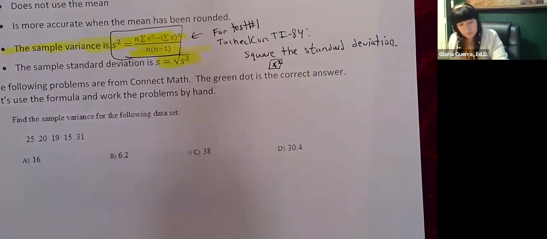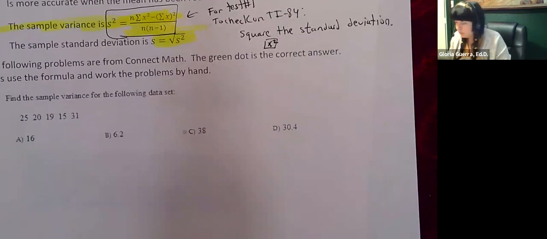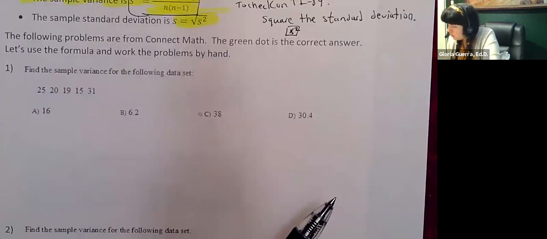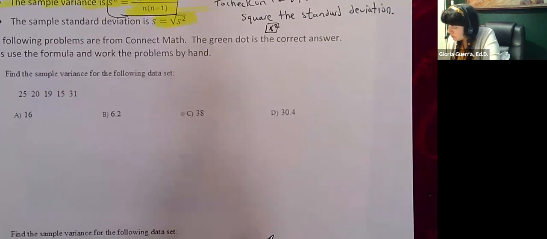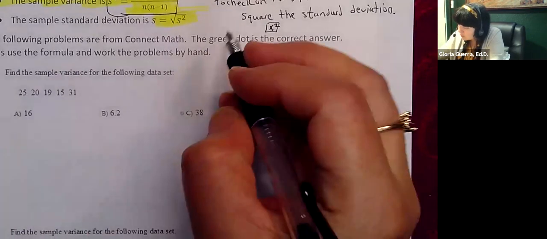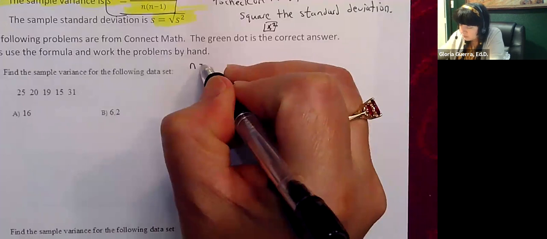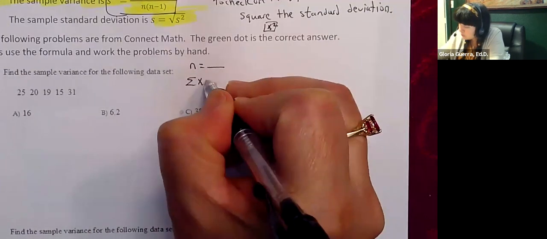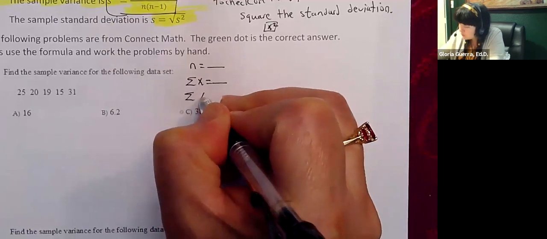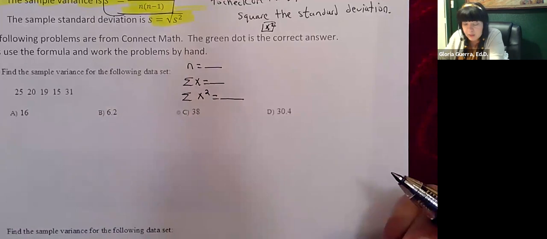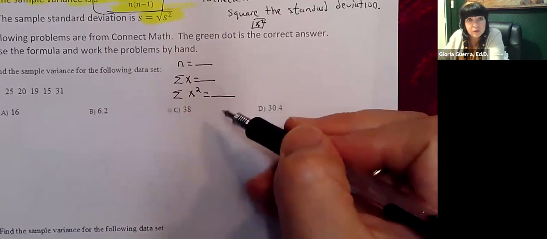Okay, so we'll do a sample problem here. We'll do an example of that. If you look at number 1, find the sample variance for the following data set. On your test, you'll notice that you'll have blanks for n, for summation of x, for summation of x squared. Okay, and we're going to get those from the calculator.